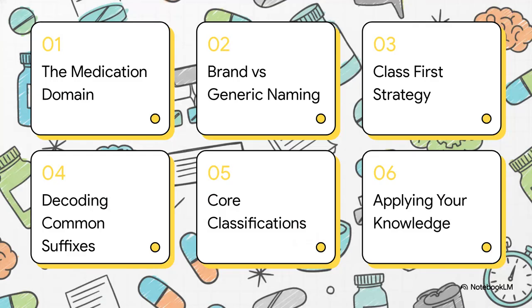So here's our roadmap for the explainer. First, the medication domain. 2, brand versus generic naming. 3, the class-first strategy. 4, decoding common suffixes. 5, core drug classifications. And 6, applying your knowledge. Let's get right into it.